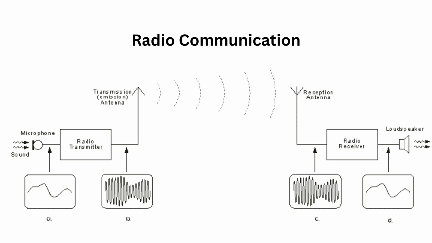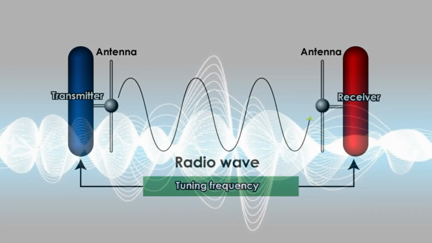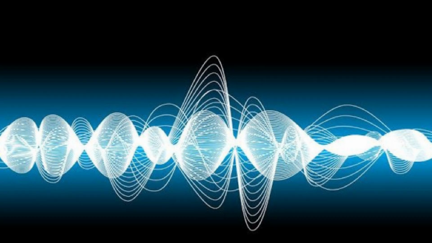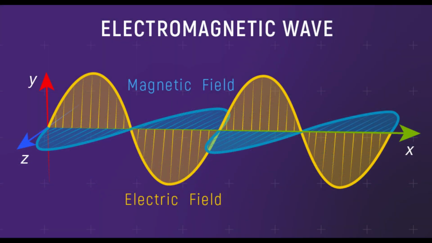So, what exactly are radio waves? They are just a type of electromagnetic wave, a form of energy that travels through space. Unlike sound, which needs a medium like air, radio waves can even travel through the vacuum of space. They are the reason you can stream music on your radio, use your cell phone, or even connect to Wi-Fi. Now let's zoom out a bit and look at the electromagnetic spectrum.